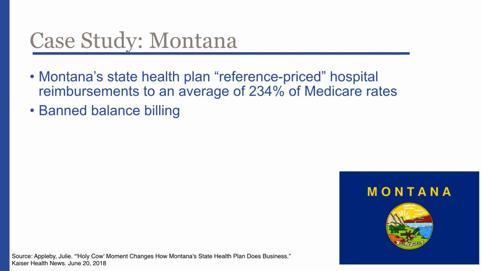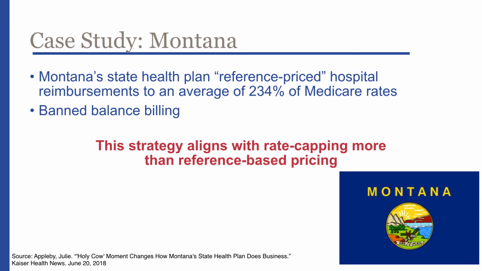The state health plan did use reference pricing to set a limit on what hospital reimbursement rates could be, and that was an average of 234% of Medicare rates. And since they limited what hospitals were going to be able to charge, and they banned balance billing, which would not impact consumer behavior, many experts did not believe this to be considered reference-based pricing. Instead, they consider this to be rate capping because it's not changing consumer behavior since it's not passing on any of the additional charges to the consumer.